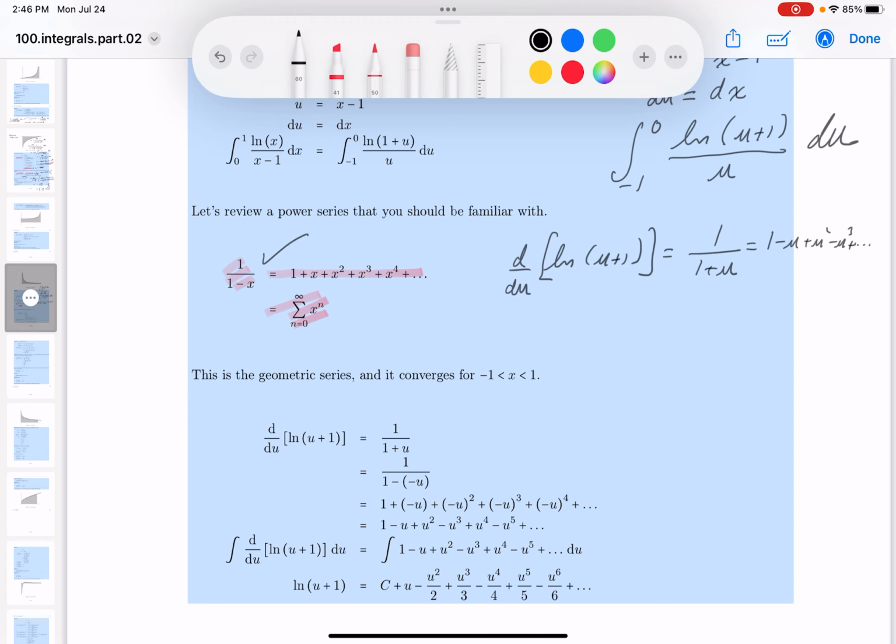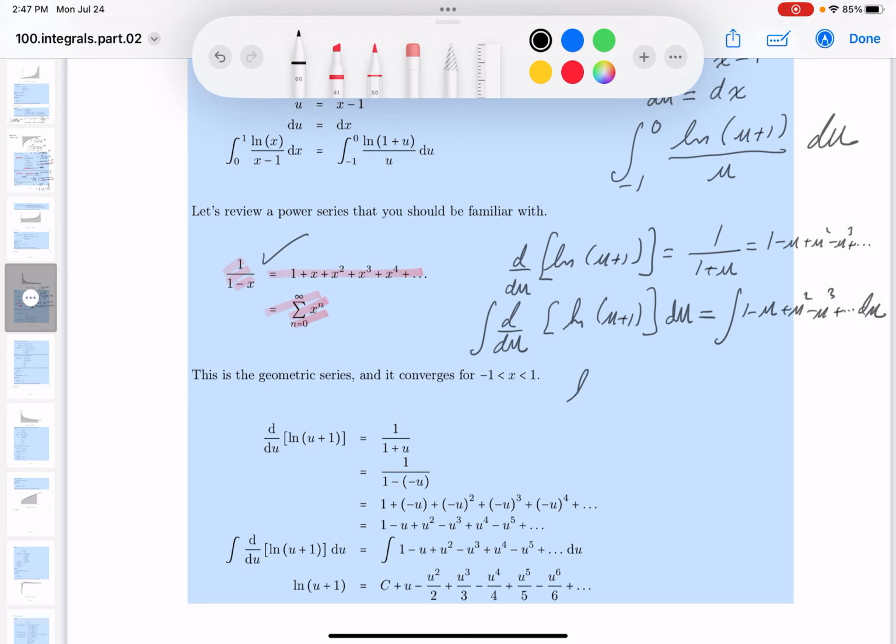All right? Then what do? Let's take a look. I guess I just integrate it. All right, let's put that down. So I'm going to integrate this, and then I'm going to integrate the other side too. So 1 minus u plus u squared minus u cubed plus yada, yada, yada, du. All right, let's do that.